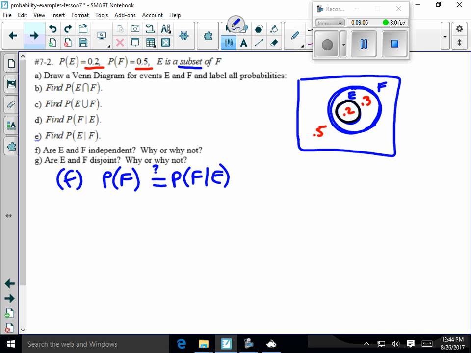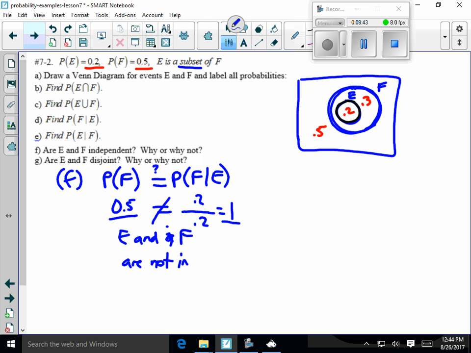Okay, so they told us in the problem that the probability of F is 0.5, and we just found out that the probability of F given E, that was in part D, let me just work it again. The bottom of the fraction is E, right? And the top of the fraction is the part of E that's in F, so that's 1, right? So the question is, is 0.5 equal to 1? No, that's not equal, which means the probability of F is changing depending on whether E happened or not. Right? So we have to say that E and F are not independent of each other. The probability of E is depending on the probability of F.